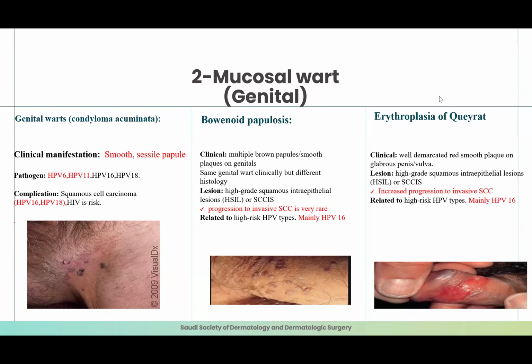So the third type is erythroplasia of Queyrat, which is quite uncommon. However, it increases the risk for squamous cell carcinoma in most of the patients, so we need to be aware of it. In terms of clinical presentation, it's characterized by a well-demarcated red smooth plaque over the penis or vulva.